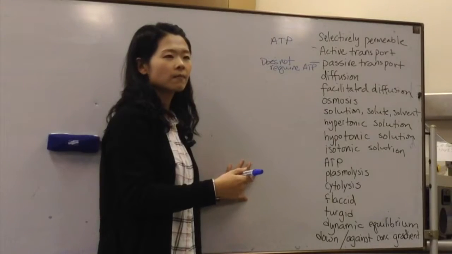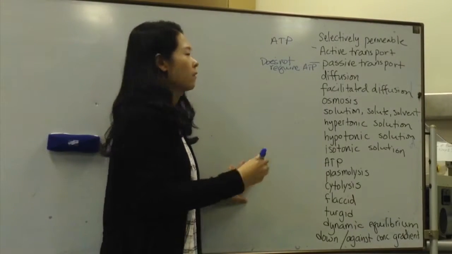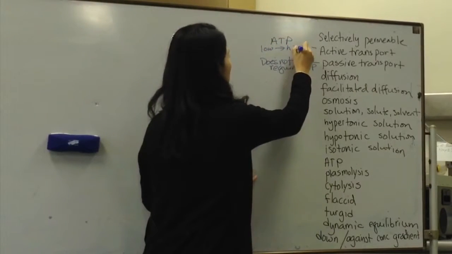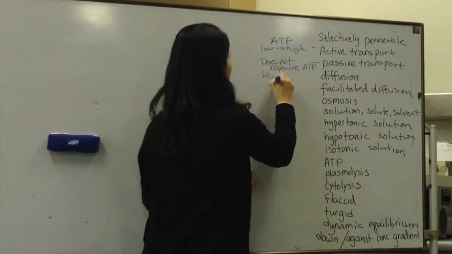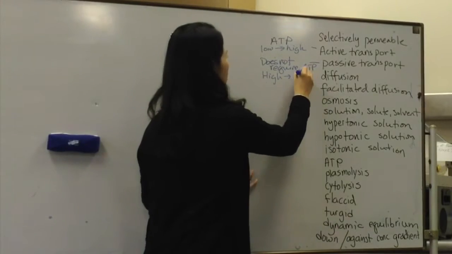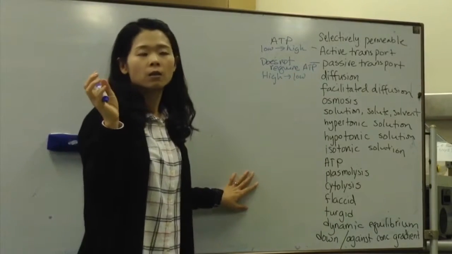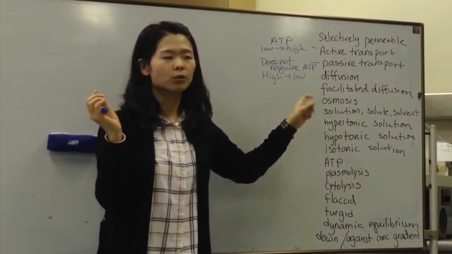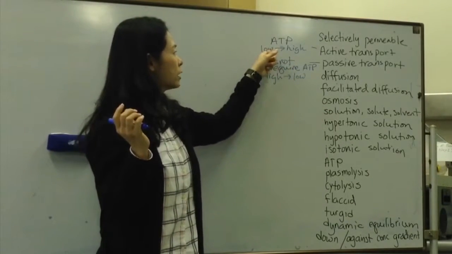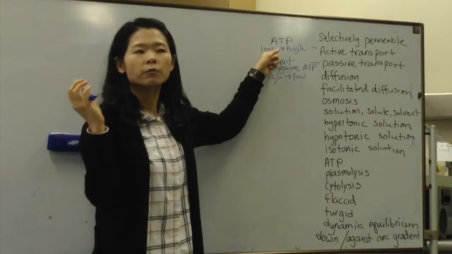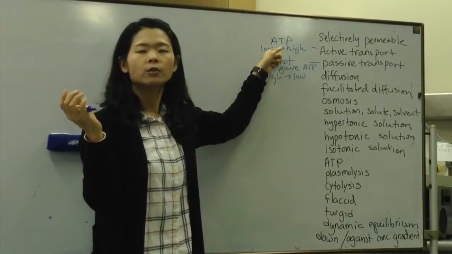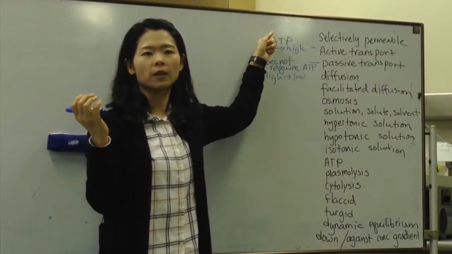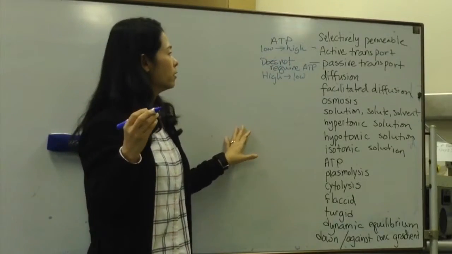So active is going from low to high concentration, and passive is going from high to low. Good. Molecules move from high concentrated area to low concentrated area. In active transport, they move from low concentrated area to high concentrated area. So in order to do that, it requires ATP. What else does it involve?